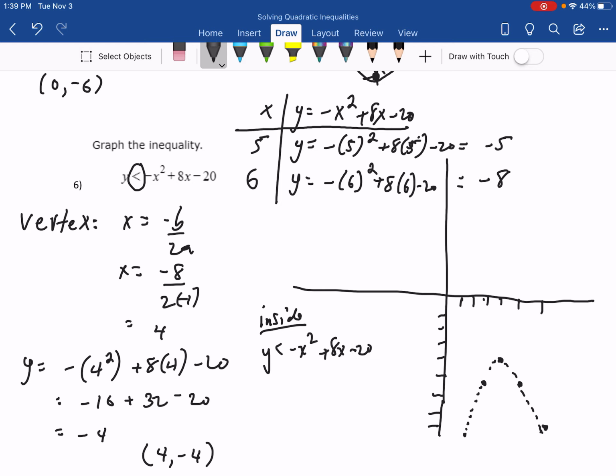Good point to test. Let's test for negative 5. So negative 5 less than negative 4 squared plus 8 times 4 minus 20. Negative 5 less than, we got 16, negative 16 plus 32 is positive 16 minus 20, negative 4. All right, negative 5 less than negative 4. Yes, that's true.